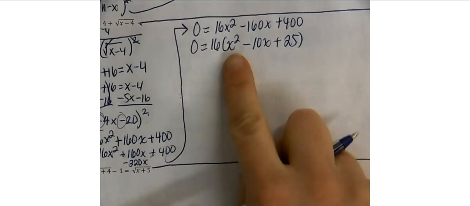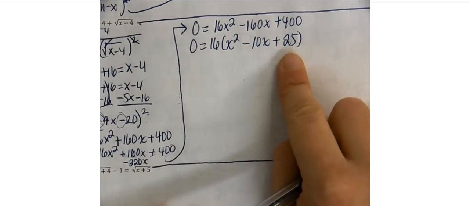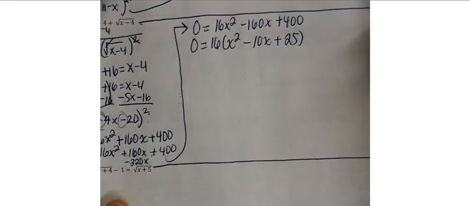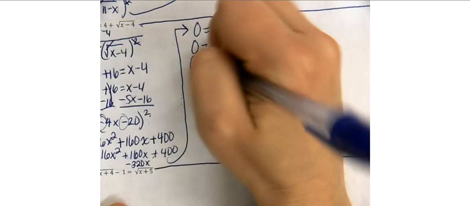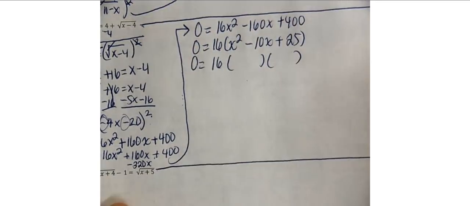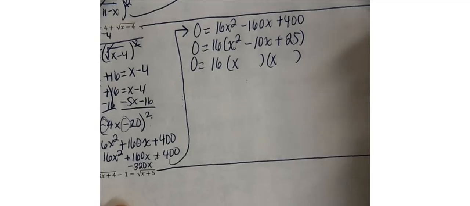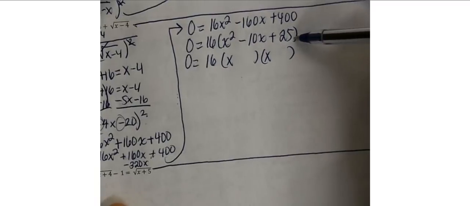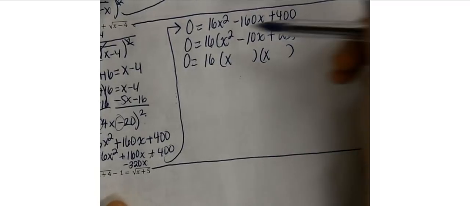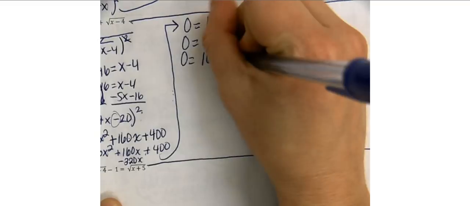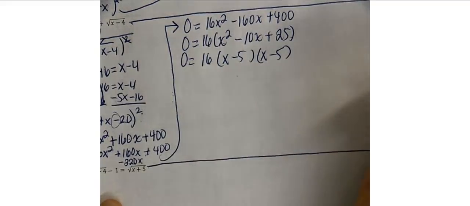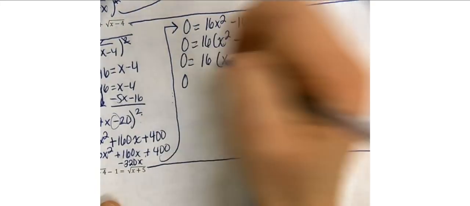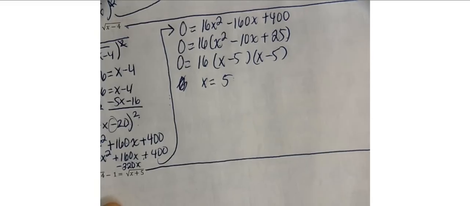Now, x squared minus 10x plus 25, that's a perfect square trinomial, but if you didn't see that, you can simply break it apart into 2 parentheses, splitting apart the x squared into an x and asking yourself what 2 numbers multiply to equal 25, but together add to equal negative 10. So that's going to be a negative 5 and a negative 5. So that would mean that x is equal to 5. That's our only solution that we need to check.